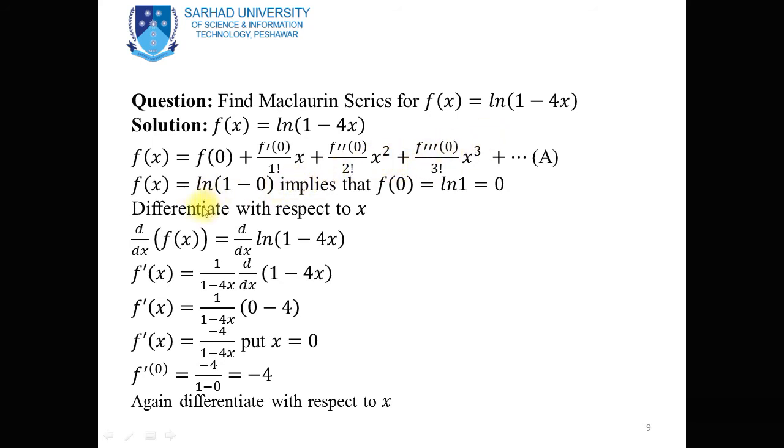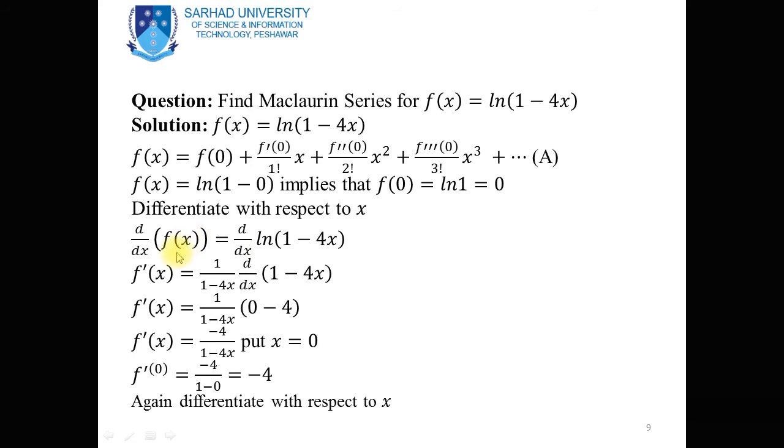So first of all, putting x equal to 0 in the given function to calculate f of 0. So this is f of 0. Putting x equal to 0, we obtain log 1, and the log 1 value is 0. So this is the function value at x equal to 0, which is equal to 0.